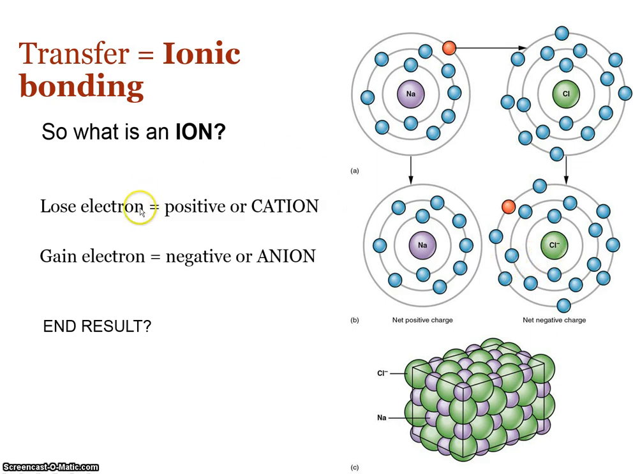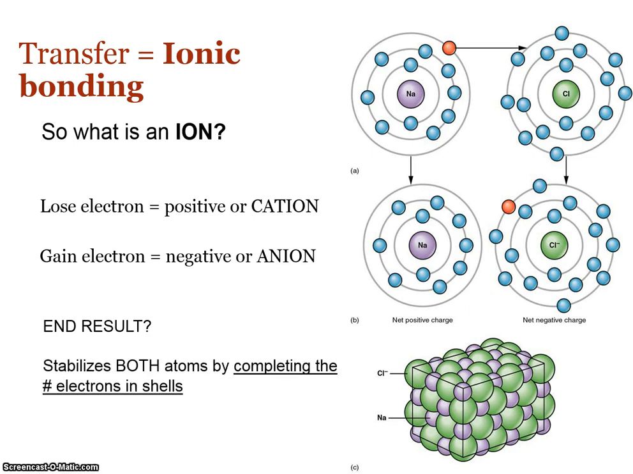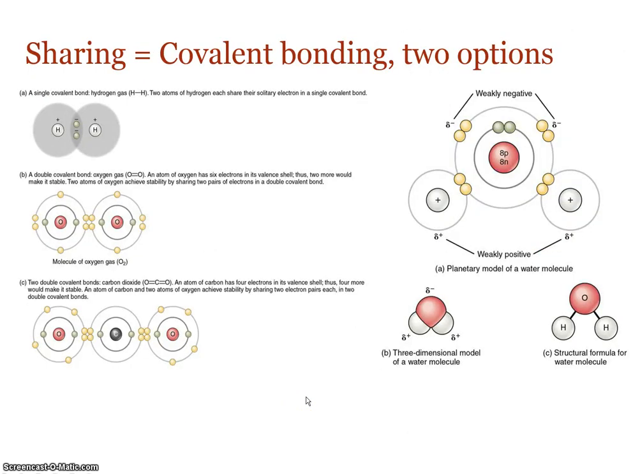So again, if you lose an electron, like sodium here, you become positive, or a cation. If you gain an electron, you're negative, or an anion. And the end result is that this positive and negative charge on these ions attracts them to each other. So both are stabilized, and they've completed the number in the electron shells. All right? So the other choice you have is sharing your electrons.